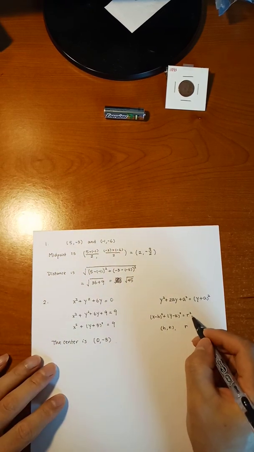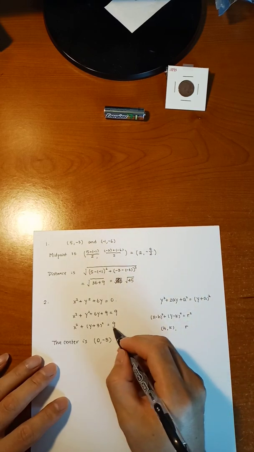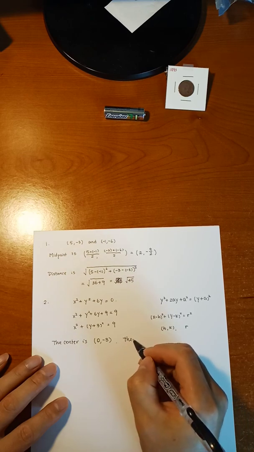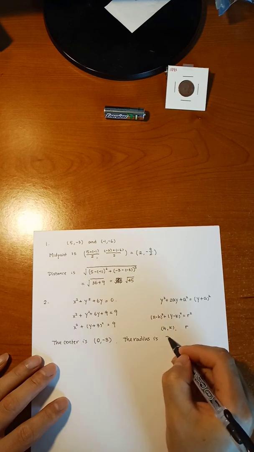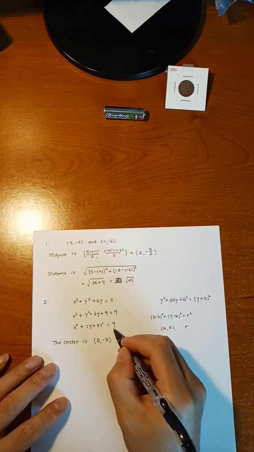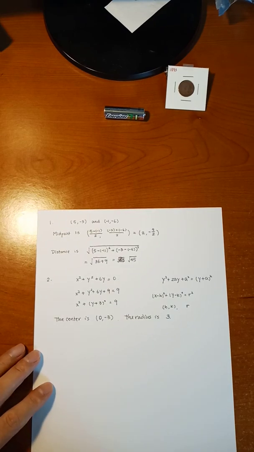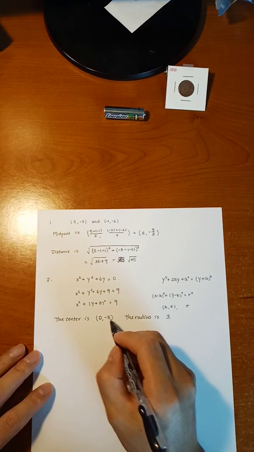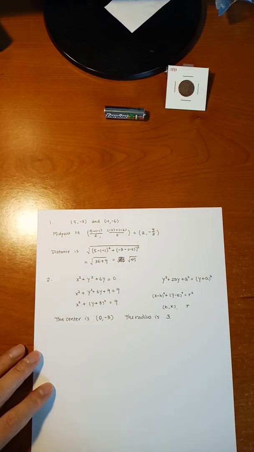Radius, the right hand side is r squared. So be careful, this 9 is not the radius. The radius is 3. 3 squared is 9. Okay, very important. This radius is 3, and here is -3. It has to be y minus.